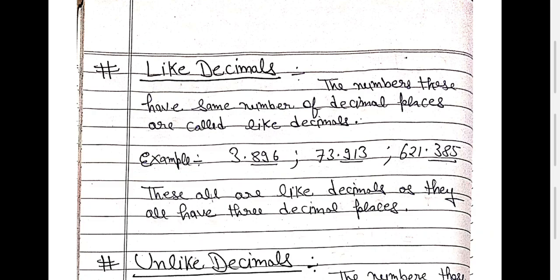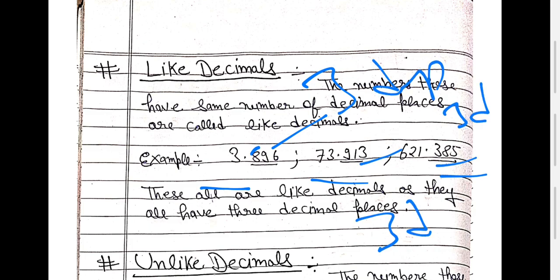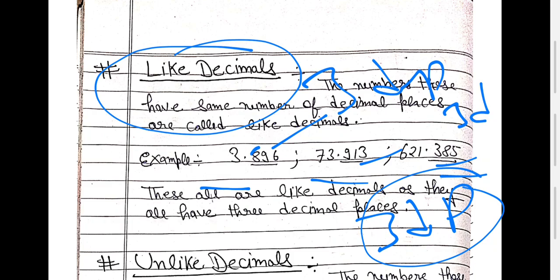Okay, so the first one is like decimals. What are like decimals? Numbers that have the same number of decimal places are called like decimals. For example, suppose here are 3 numbers, after the decimal they have 3 decimal places, and also 3 decimal places, and also 3 decimal places. All the decimal places are the same, so they are known as like decimals. Like means same.